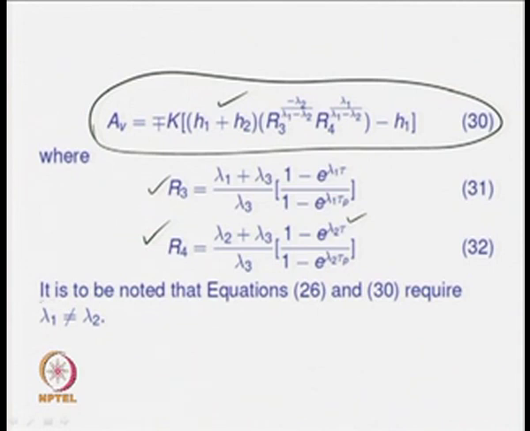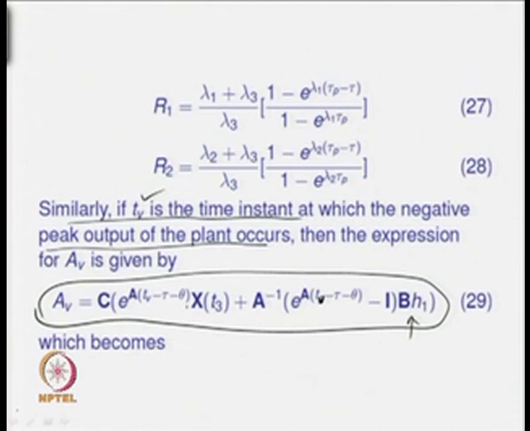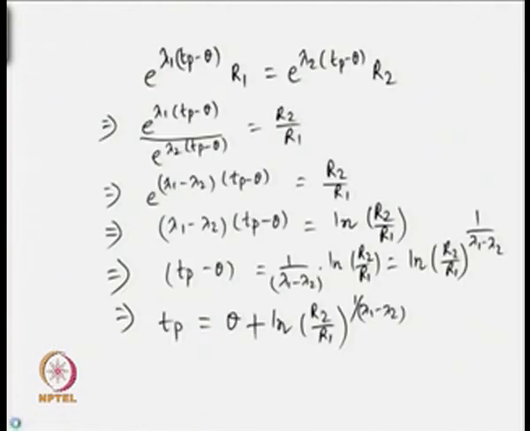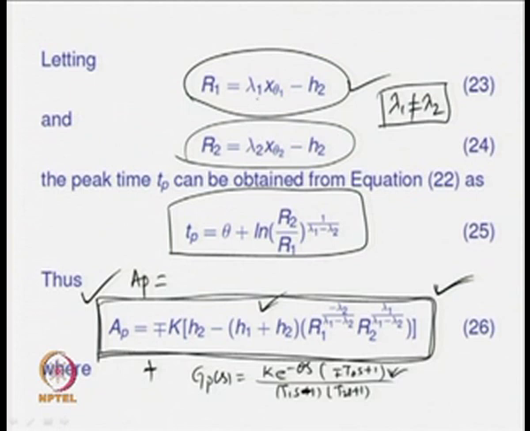So, this point is very important. Once more let me repeat that point, that lambda 1 must not be equal to lambda 2, otherwise we get no solutions for either the earlier expression for the peak amplitude AP or AV. So, R1 and R2, how can we find? We have earlier taken that R1 is equal to lambda 1 x theta 1 minus H2, whereas R2 is equal to lambda 2 x theta 2 minus H2.